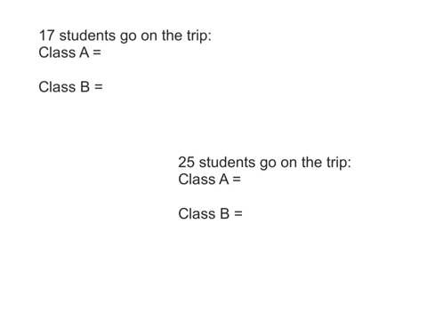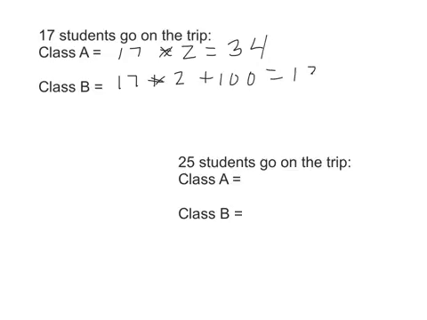Let's take a look. Here are two examples, and I'm going to go through the first one with you. I want to know the cost of tickets for Class A compared to Class B if 17 students are going on the trip. So for Class A, we're going to do 17 times 2, which equals 34. And if you remember from the previous example, Class B is just going to be simply 17 times 2 plus 100, which is equal to 134. So the only difference here is this plus 100 because of that tour guide.